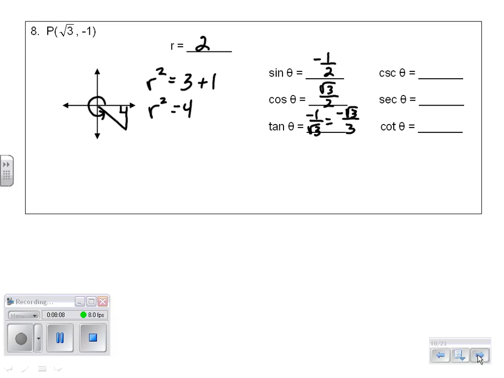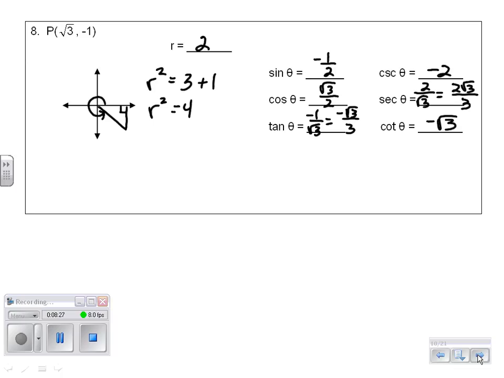Now cosecant is the reciprocal of sine, gives us negative 2. And secant is 2 over the square root of 3. When we rationalize, we get 2 root 3 over 3. And then the reciprocal of tan, cotan, is going to be negative root 3.